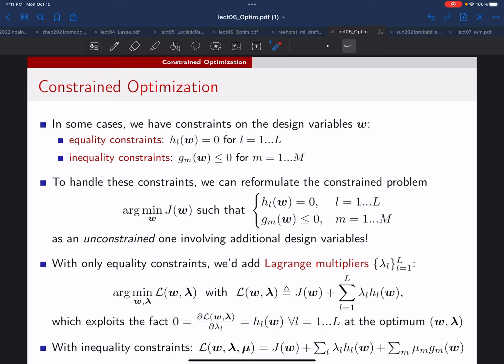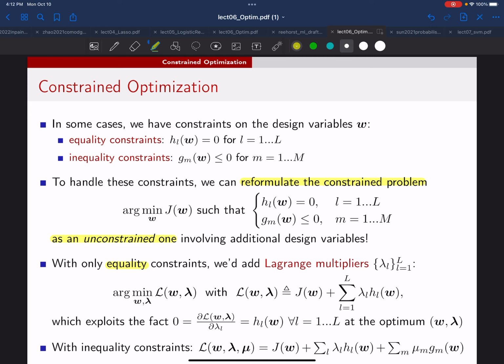And so there's a framework that you can handle these using, which essentially reformulates this constrained problem, minimize this cost J such that you have equality constraints or inequality constraints, as an unconstrained problem that involves additional design variables. So that's the main approach, to reformulate it as an unconstrained one. So it goes like this. Let's talk for a second about the case of equality constraints only.